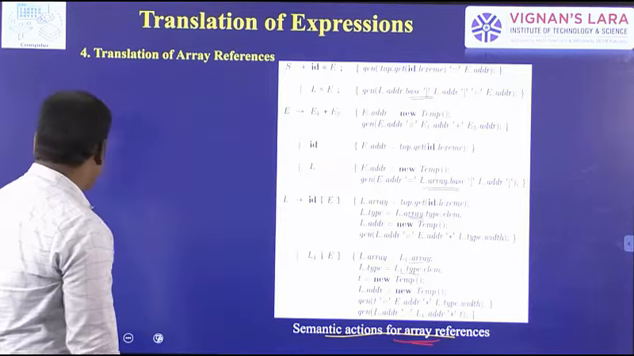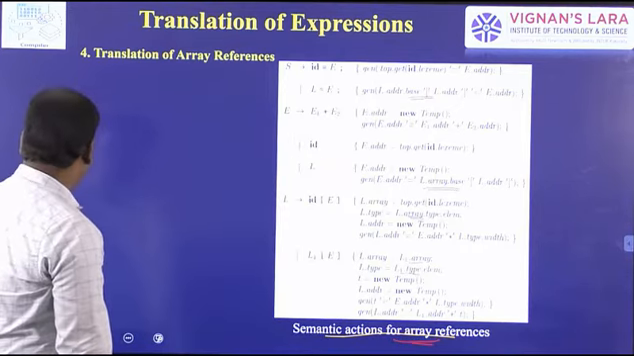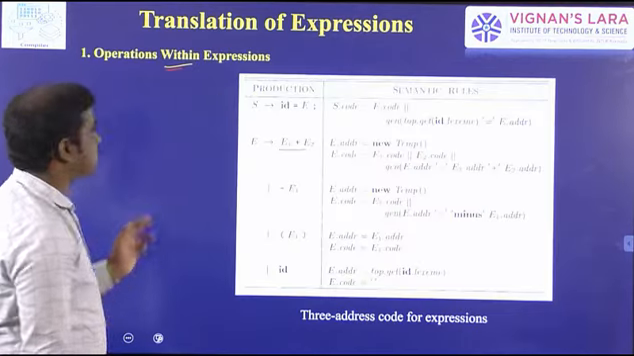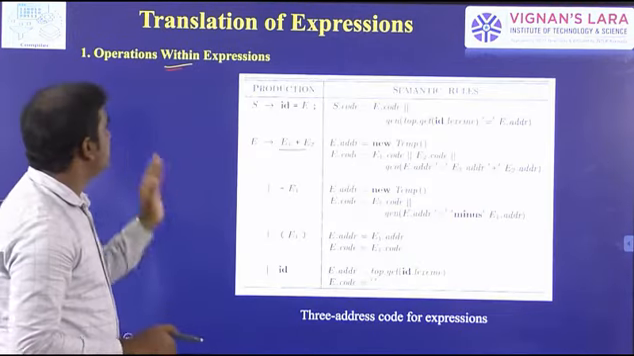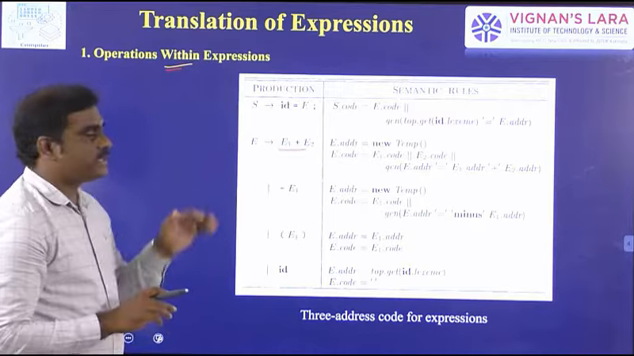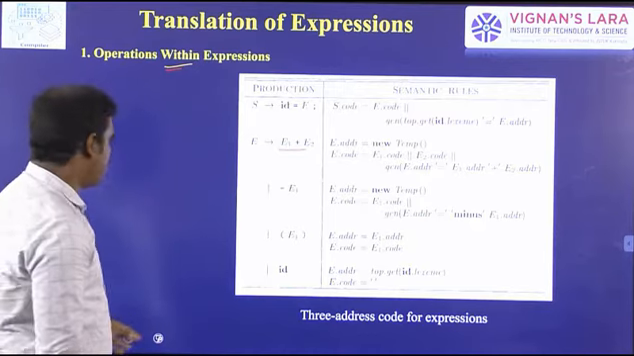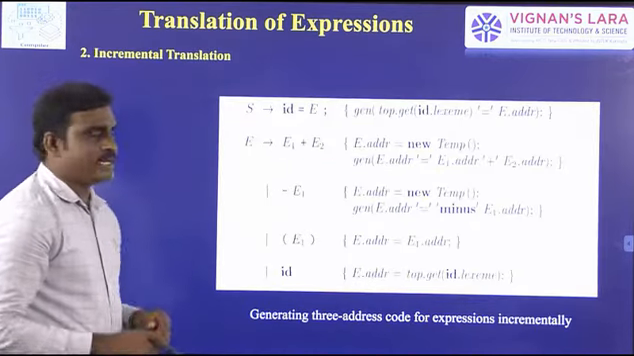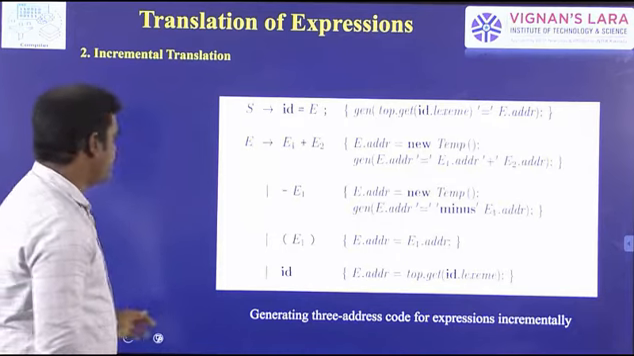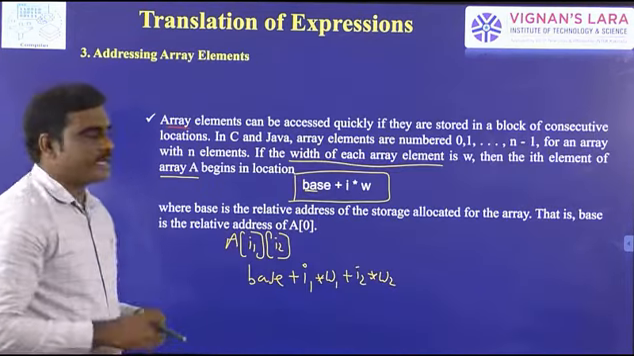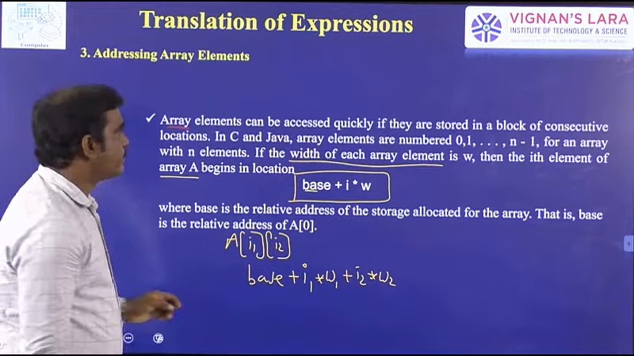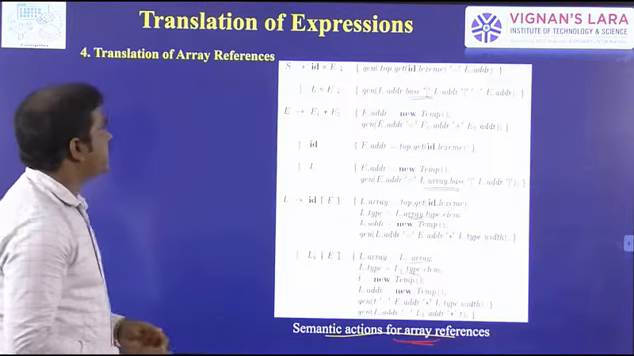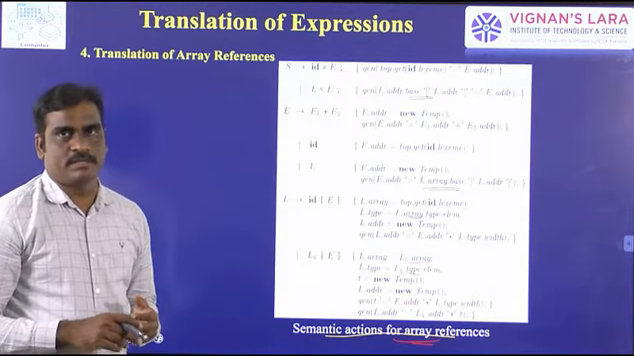So in the translation of expressions we discussed, first, operations within expressions. That is the first point. The second point is incremental translation. The third point is addressing array elements. And the fourth point is translation of array references.